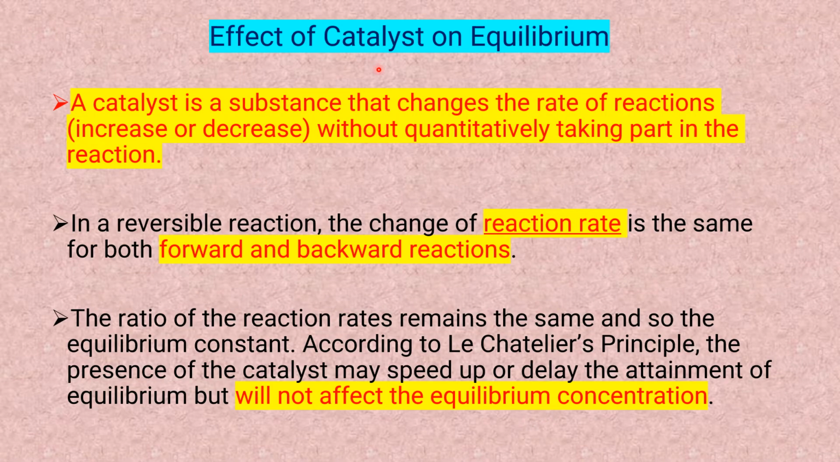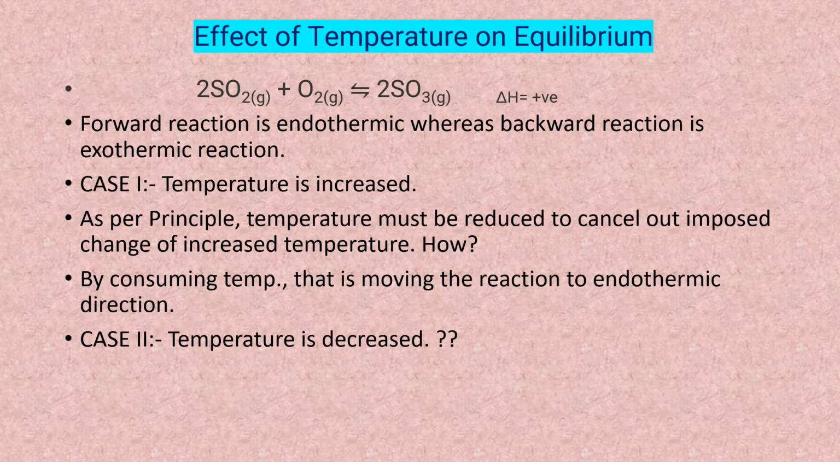Effect of catalyst. Catalyst is a chemical which increases or decreases the rate of reaction without undergoing any change in its composition. So, catalyst can not only increase the rate of forward reaction but also increase the backward reaction. So the ratio of concentration of products to the ratio of concentration of reactants will remain same. Hence, there will be no effect on equilibrium concentrations if a catalyst is used.